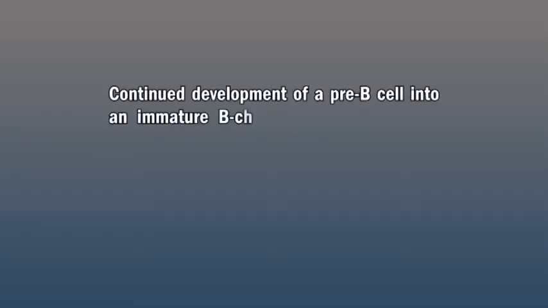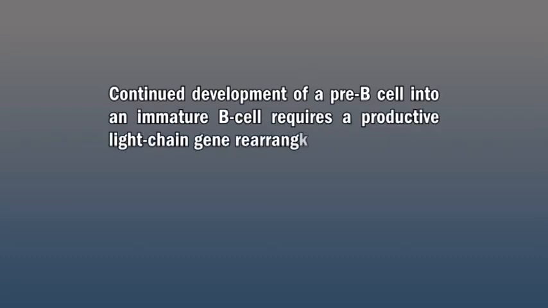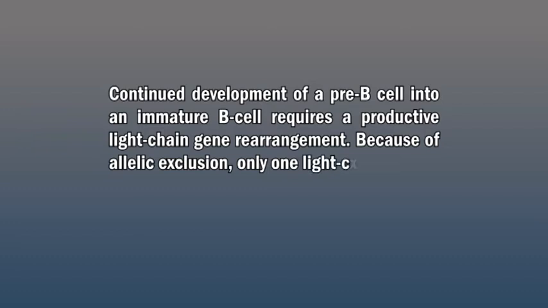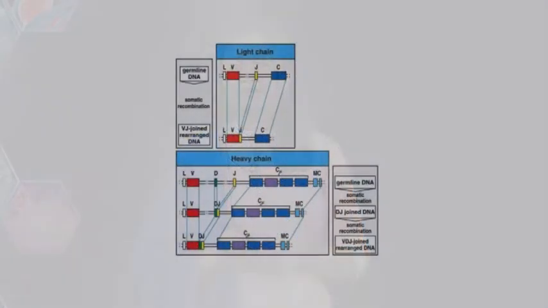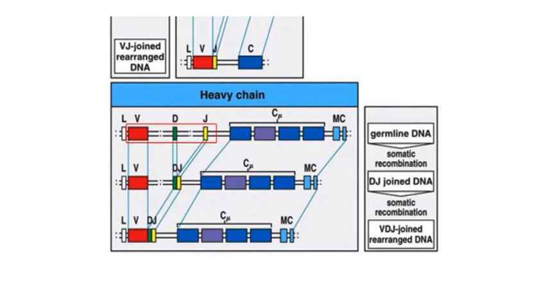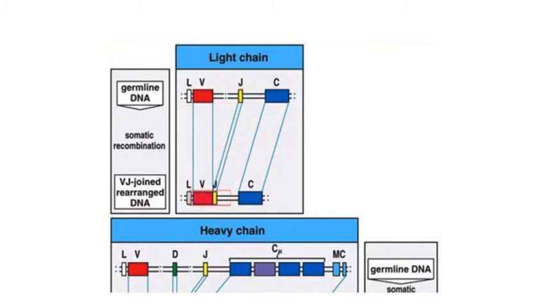Upon completion of heavy chain rearrangement, the cell is classified as a pre-B cell. Continued development of pre-B cells into immature B cells requires a productive light chain gene rearrangement. Because of allelic exclusion, only one light chain isotype is expressed on the membrane of a B cell. Completion of a productive light chain rearrangement commits the now immature B cell to a particular antigenic specificity determined by the cell's heavy chain VDJ sequence and light chain VJ sequence.